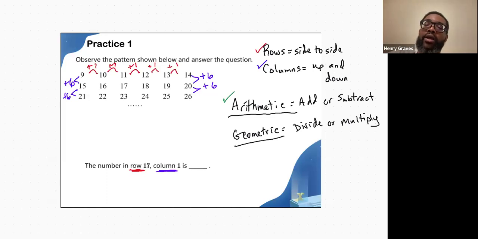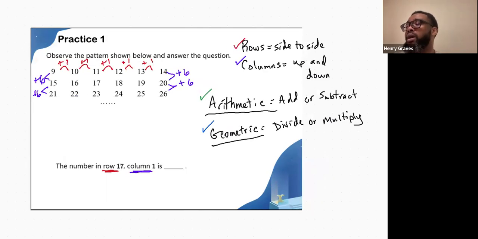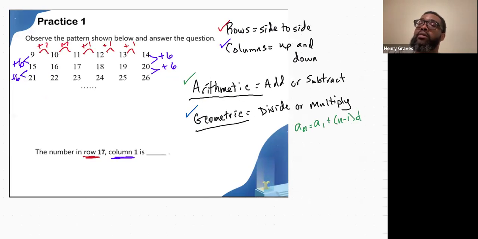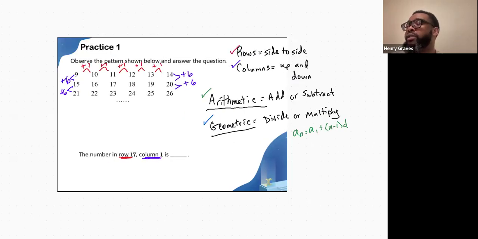So my arithmetic formula I'm going to use is A_n equals A_1 plus parentheses n minus 1 times d. So I'm going to elaborate on what these mean. n is just obviously going to be the number itself in question. A_1 is going to be the first term, or the first number. And d is going to be the common difference.